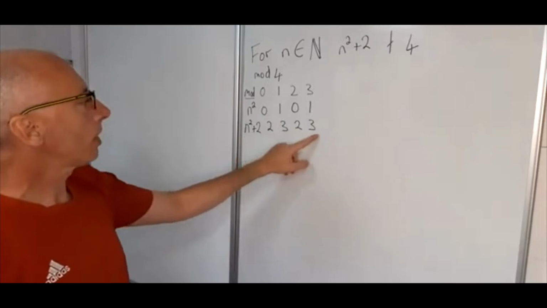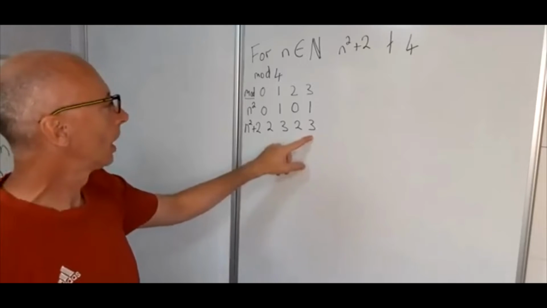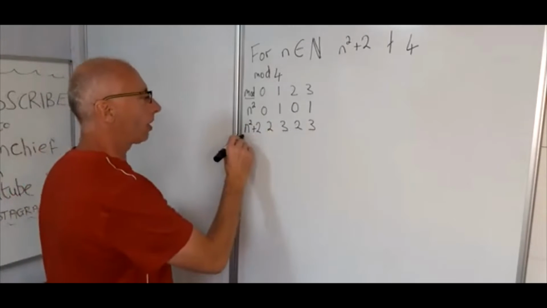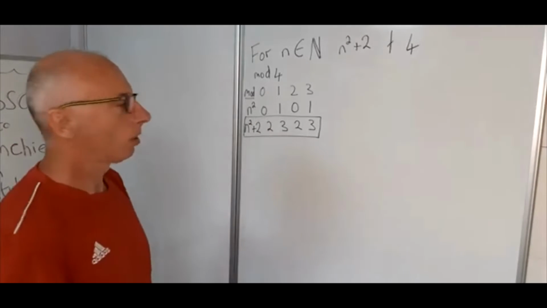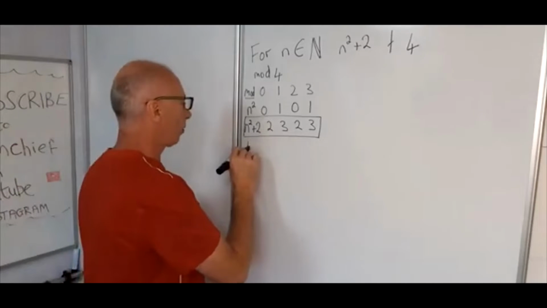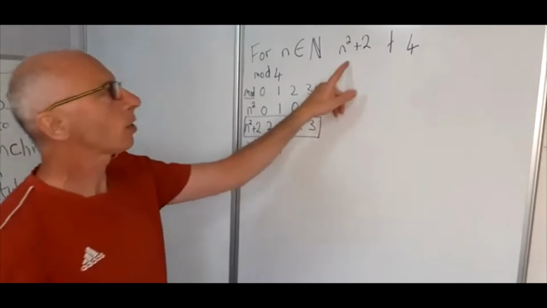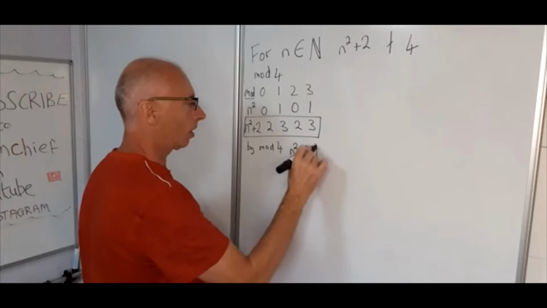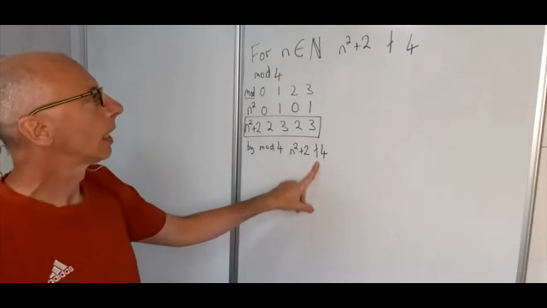Now what we can see is that with modulus 4, none of these numbers will be divisible by 4. So therefore with this bottom line here, we can just write by mod 4, n squared plus 2 is not divisible by 4. That's what this symbol means here.